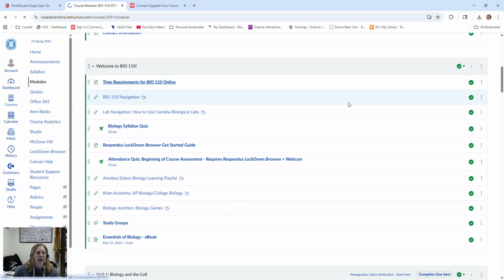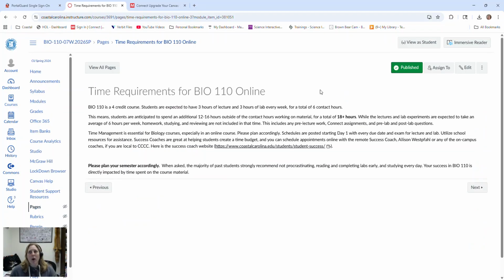A couple of things that I want to make clear for everybody. Time requirements for Bio 110 online is the same as if you were in a seated class. Because this is a science course, it does have 6 contact hours per week, which means that you would be in lecture for 3 hours a week and lab for 3 hours a week. You do need to plan accordingly. Lecture and lab requirements for the course will take you the required 6 hours a week, plus time for studying, reading the lab manual, reading the textbook, doing some of those homework problems, that sort of thing.